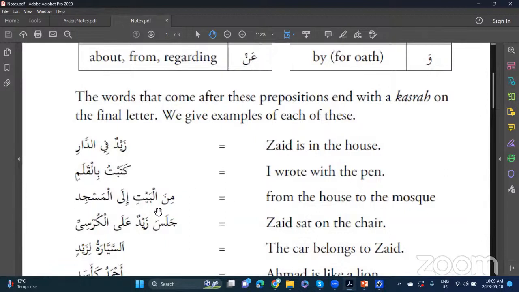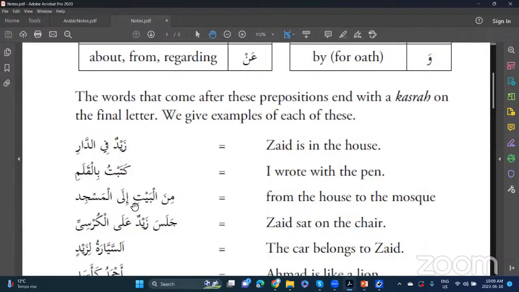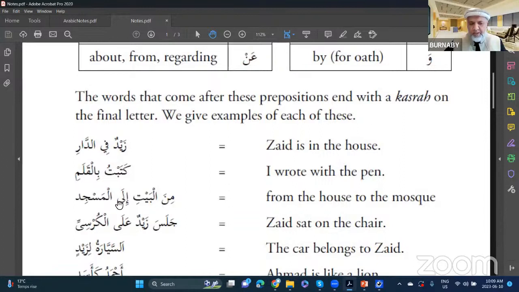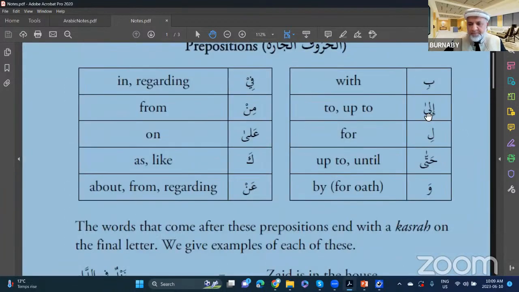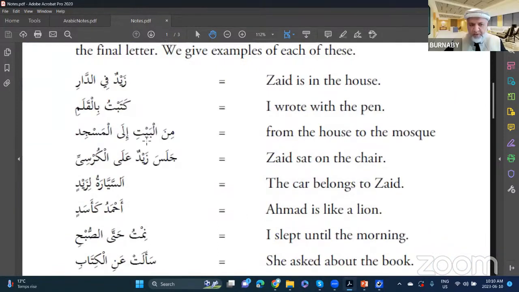Okay. So this one, minal bayti ilal masjidi, from the house to the mosque. There are two huroof al-jar here, min and then ila. So minal bayti, from the house, and ilal masjidi, to the mosque. These are huroof al-jar, as you can see, they are in this list. And what they do, as usual, is that any noun which comes after them is going to force or expect it to be in the status of jar.